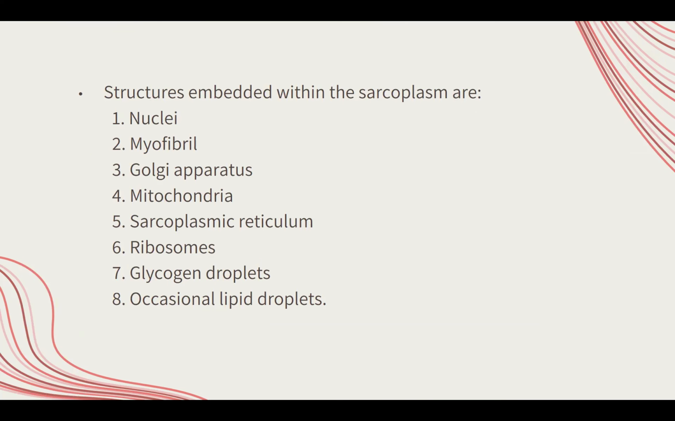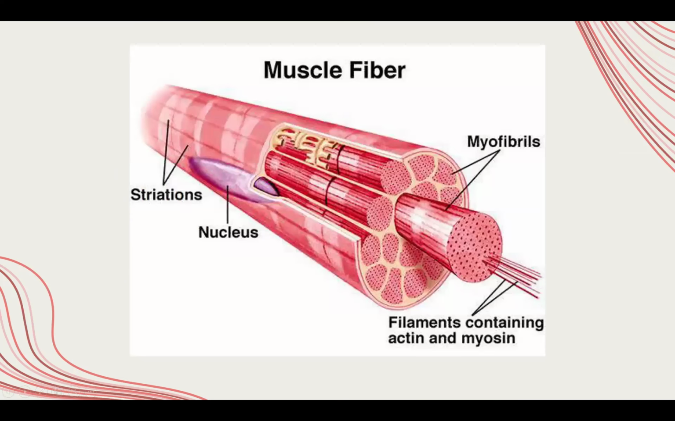The structures embedded within the sarcoplasm are nuclei, myofibrils, Golgi apparatus, mitochondria, sarcoplasmic reticulum, ribosomes, glycogen droplets, and occasional lipid droplets. You mainly know these things. This is the structure of a muscle fiber.